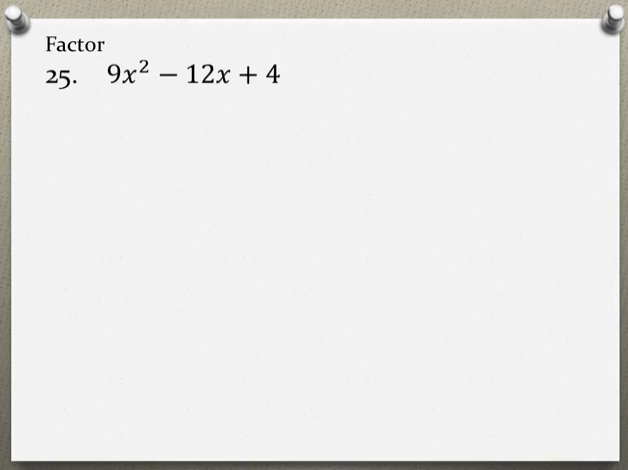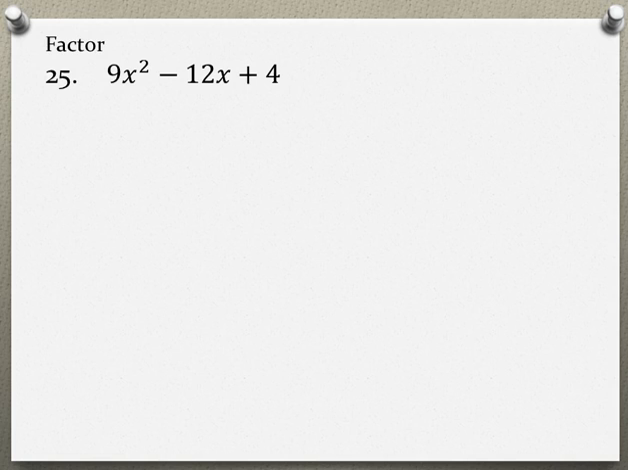To factor this trinomial, we can use the AC method, but we can also check and see if we have a perfect square trinomial. So let's look at the first and the last term. They both must be perfect squares in order for us to have a perfect square trinomial. And then the middle term must be the product of the square root of the first term and the square root of the last term.